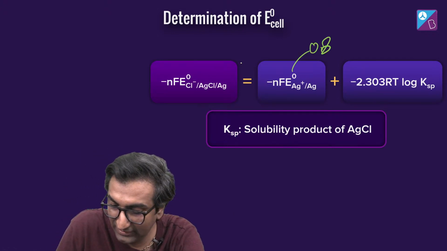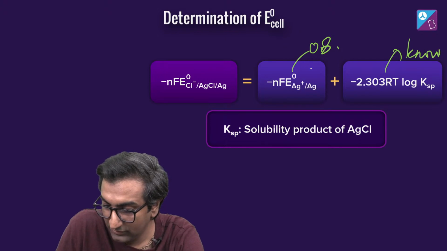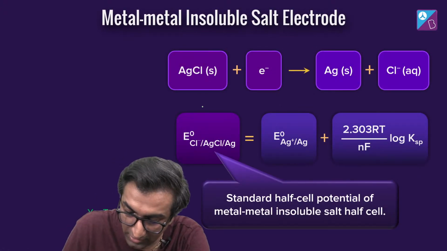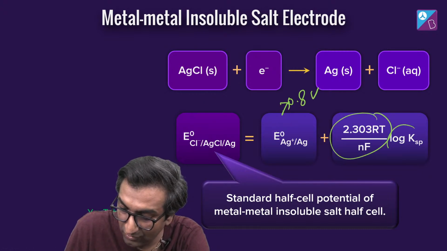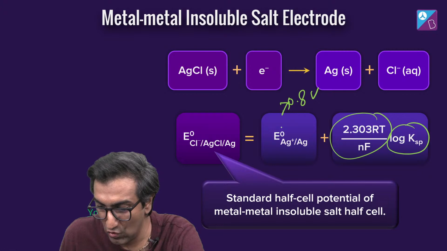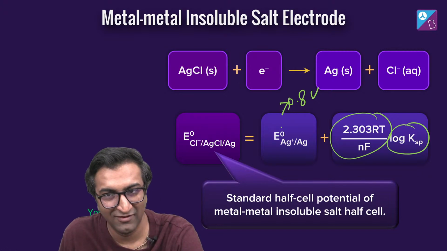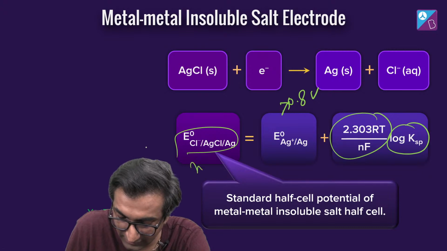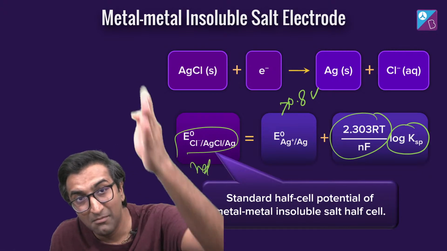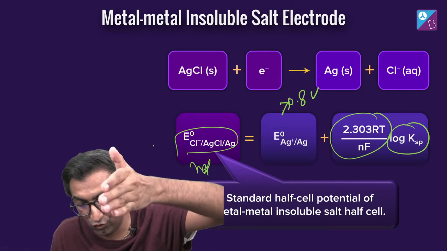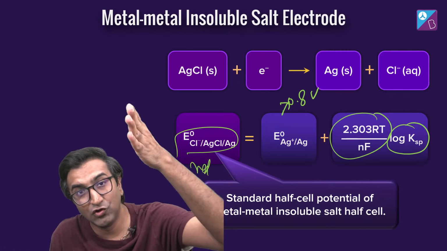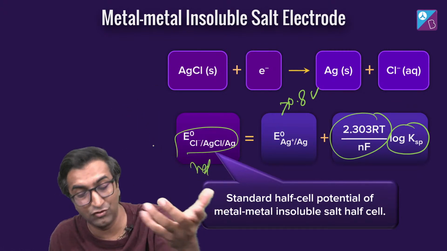This is 0.8, this is known. साथ में हम लोग इसको लगाएं तो what you get is E naught, which is 0.8 volts plus 2.03 RT NF log KSP. Oh, isn't that wonderful? ठीक है, E naught हमने निकाल लिया, E naught of this reduction potential of metal insoluble salt electrode, जिसमें Ag rod, the metal rod itself, is the current carrying conductor. उस पे coated है AgCl and it is a saturated solution of KCl.